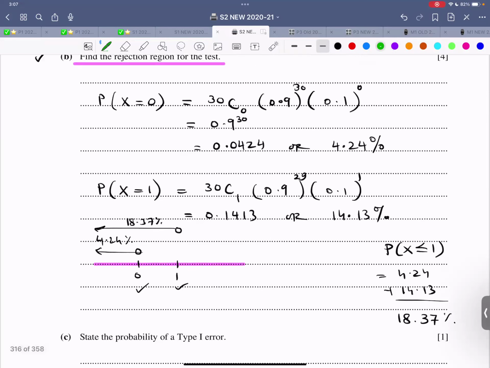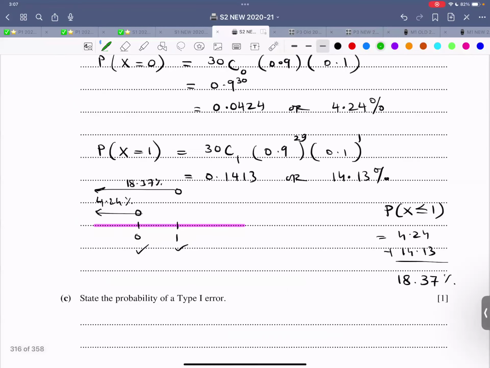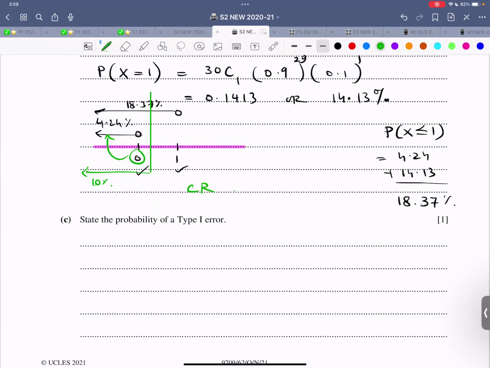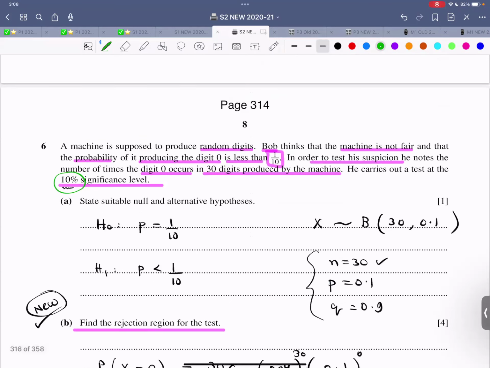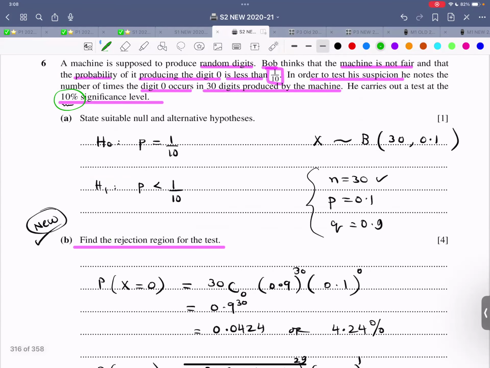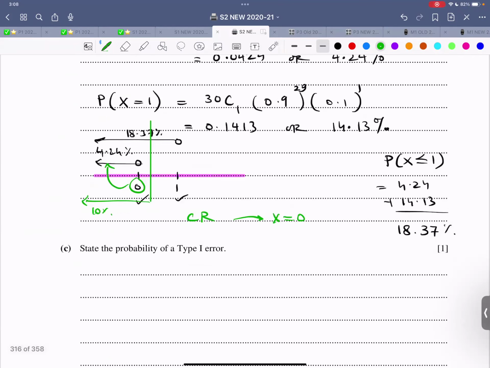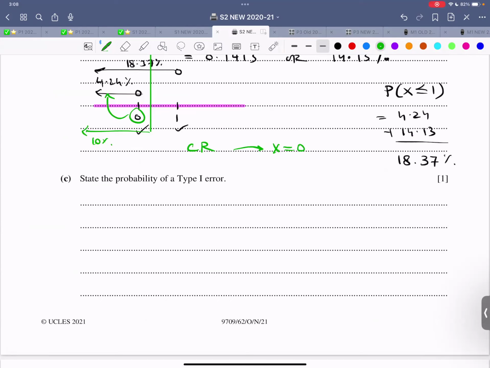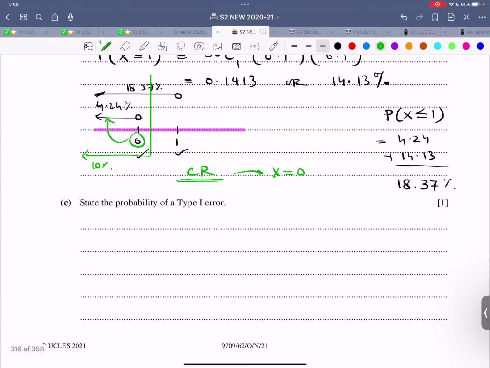But the significance level is only 10%. So the significance level is somewhere over here. That is for 10%. Only this value is giving me the right value. This value is exceeding it. So therefore, the critical region is x equals 0. What is this about? That means if it produces the value of 0 times, then this is the critical region. This is the rejection region. Anything more? Yes, Bob's suspicion is correct.